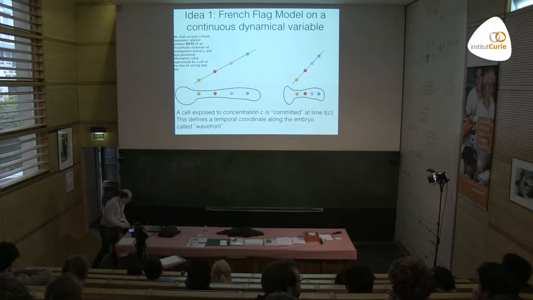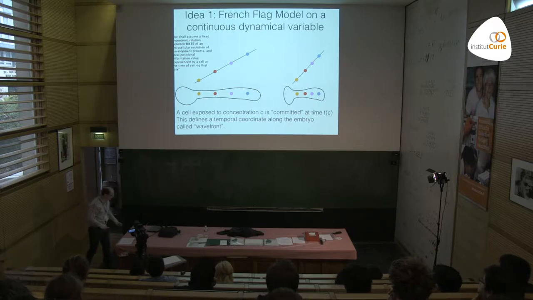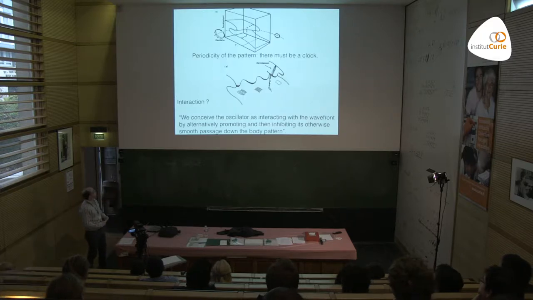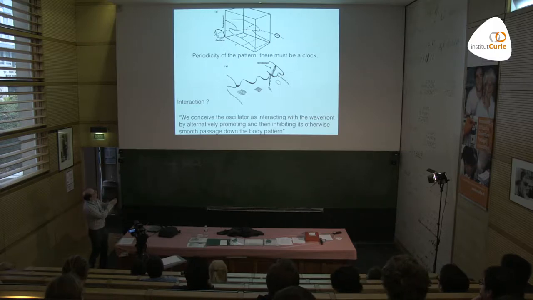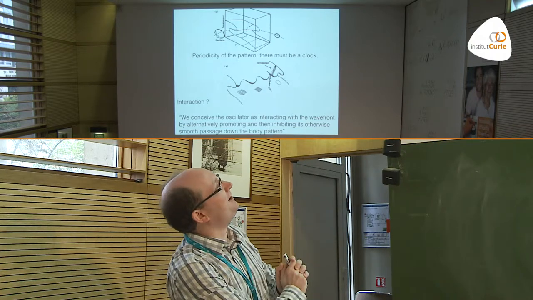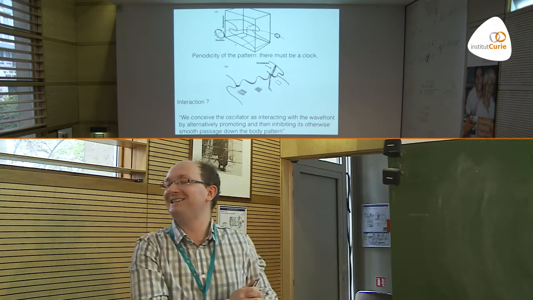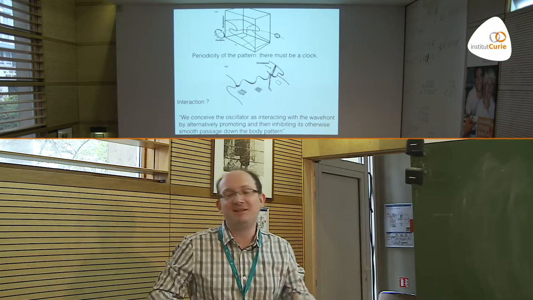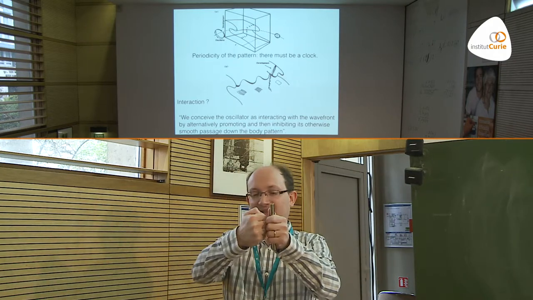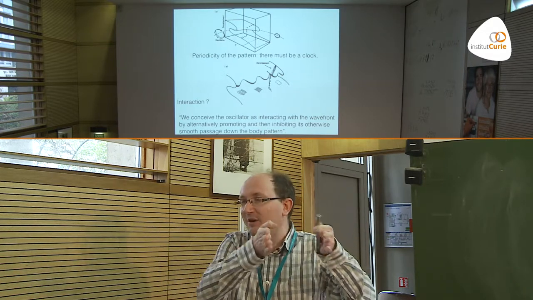Okay. So the first element of the clock and wavefront model is a wavefront, a temporal coordinate along the embryo that is going to scale with the size of the embryo. Then the second element of the clock and wavefront model is a clock. So why do you want to have a clock? These are sketches from the original paper. Even after watching these sketches for a while, I find them totally incomprehensible, so I will give you other sketches to explain what happens. But the basic idea is really simple. You have the segments forming one after the other. That suggests that you have a spatial periodicity of the pattern.